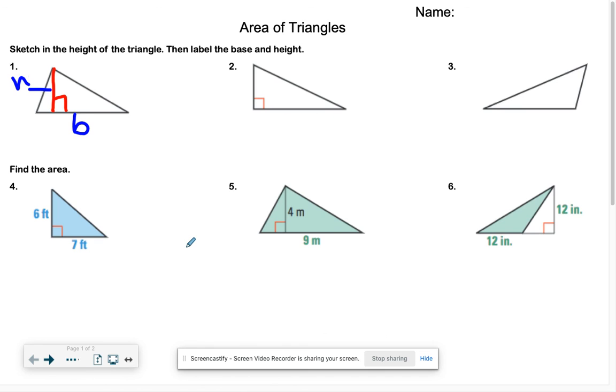On number 2, we already have our right angle, which is nice. Now we can just label base, height, and then number 3 is obtuse, so it's going to fall on the outside over here. Draw in your little right angle. Then you'll have your base and your height.